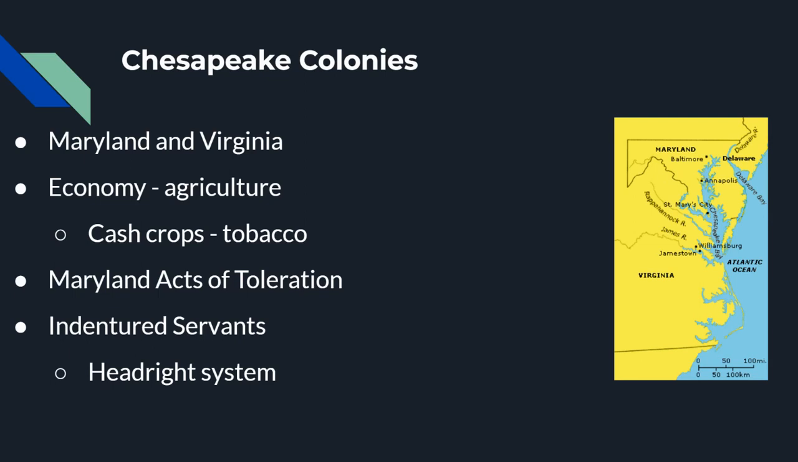So put that in your heads. Tobacco is the way that Virginia and Maryland are making money. They're going to grow the tobacco, sell it, export it. Okay. Another really important term, bold this one, underline this one, the Maryland Acts of Toleration.